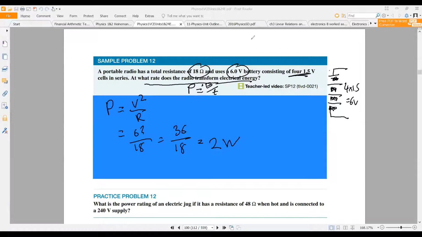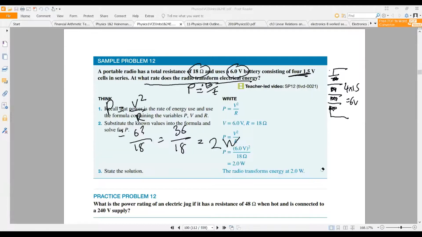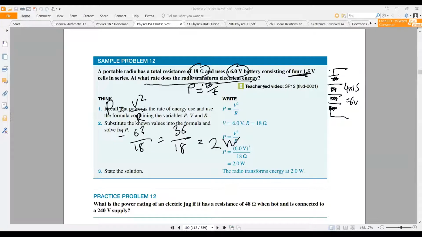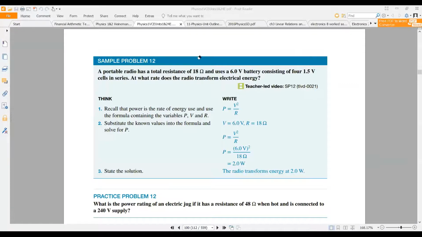Are there any problems, queries that you guys don't like about this? Yes, no? Okay, I'm going to move on. Yep, look at that, 2 watts, I got the correct answer. I'm a genius. Well, you guys are geniuses too now that you know how to use the equation. So clear all, let's go down to the next one.